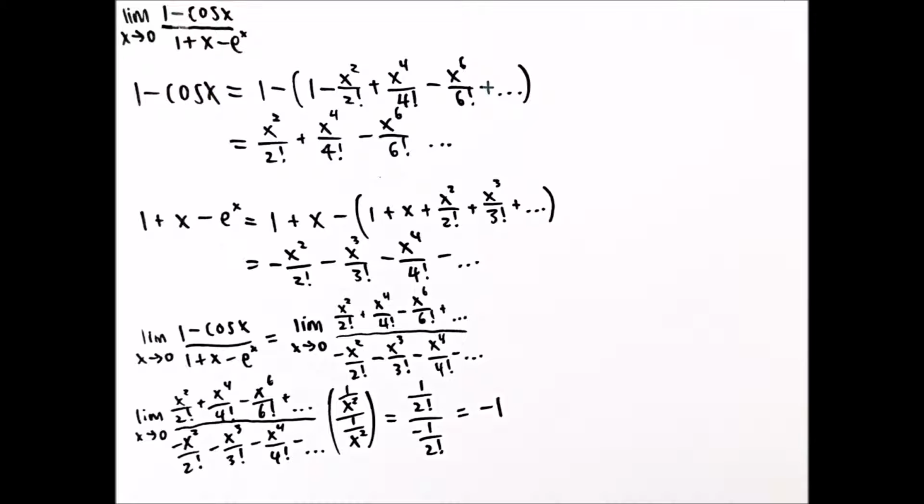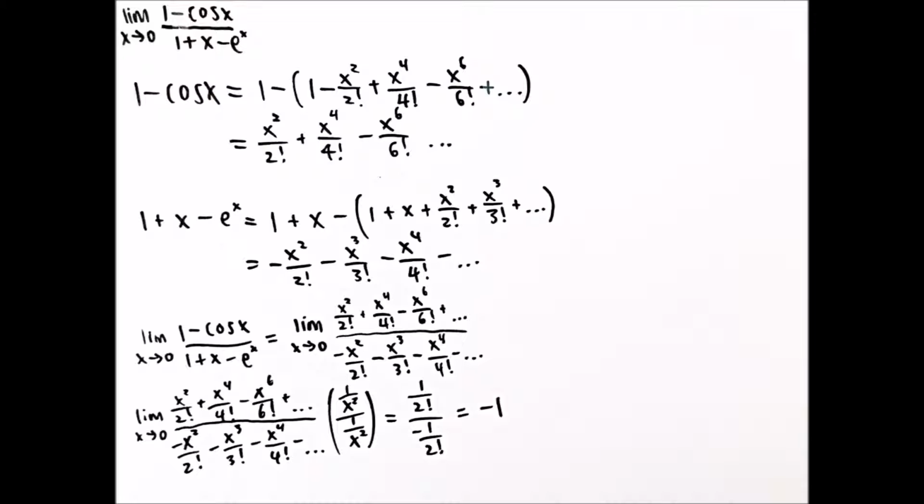Let's do another problem. Let's use series to evaluate the limit as x goes to 0 of 1 minus cosine of x over 1 plus x minus e to the x. This looks sort of complicated, right? But we already know the formula for cosine of x and also e to the x. Let's write that out. Now we see that the numbers cancel out quite nicely.